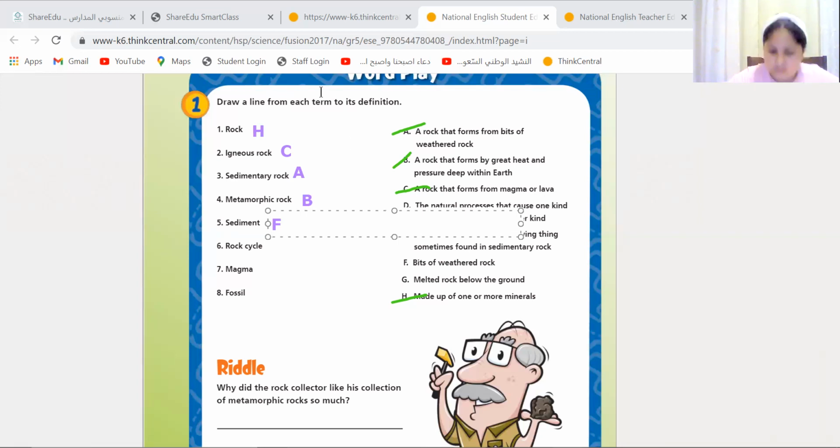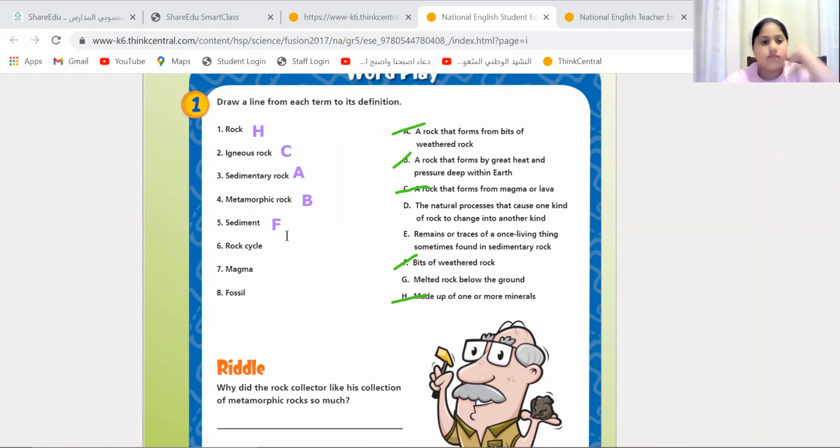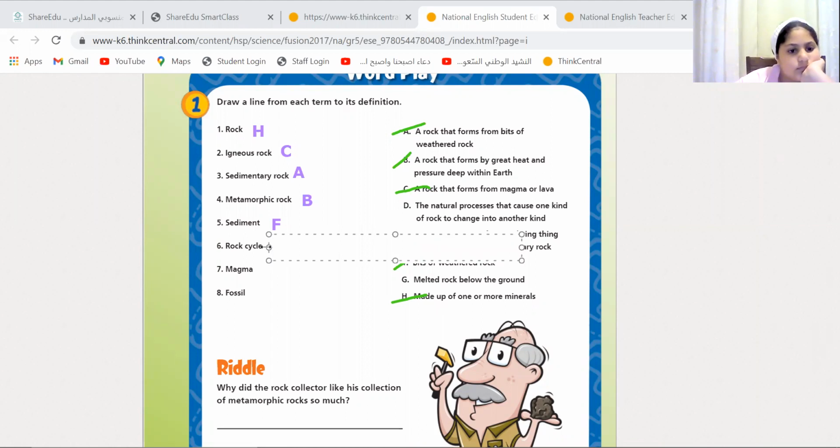Okay. Let's see. Who else? Mariana, can you try with me? Rock cycle. What's a rock cycle? Is it melted rock below the ground? Remains of terrace? Or the natural process that caused one kind of rock to change? D. Excellent. Yes, it is D. Very good. I'm so proud of you. You don't have an answer key, but you are answering.